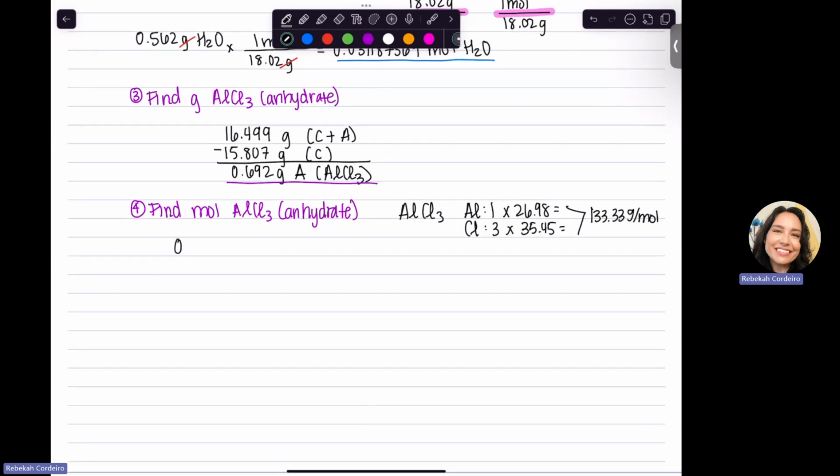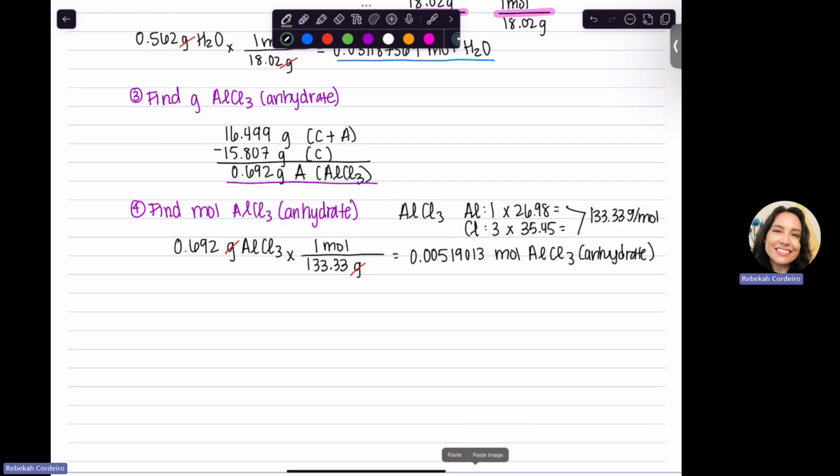So we'll take our grams of our anhydrate, which is aluminum chloride, and then we'll use the molar mass. I'm going to put the number that comes in front of the gram on the bottom to cancel the grams and 1 mole on the top. My grams will cancel. I'm left with moles of aluminum chloride. So 0.692 divided by 133.33, and I get 0.0051913 moles of my anhydrate aluminum chloride. And again, I'll just remind myself that's the anhydrate. You should start using those formulas. So that'll be your moles of your anhydrate.